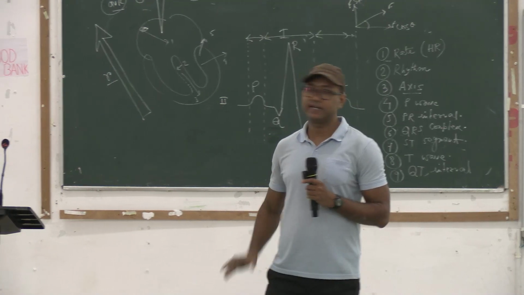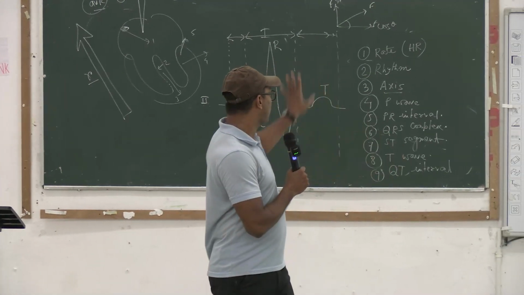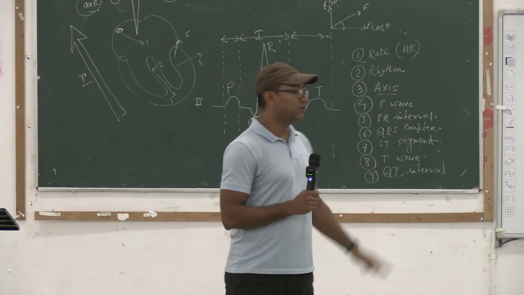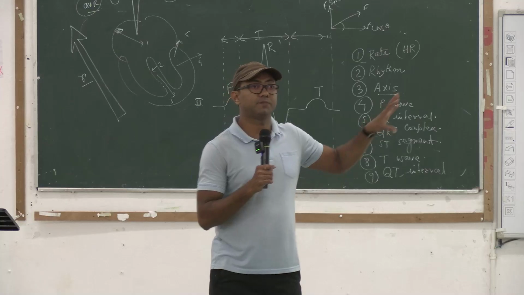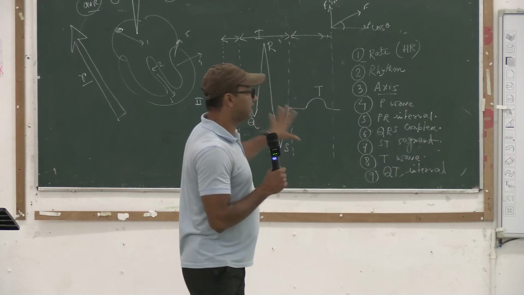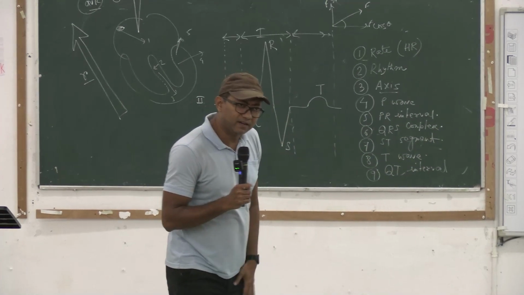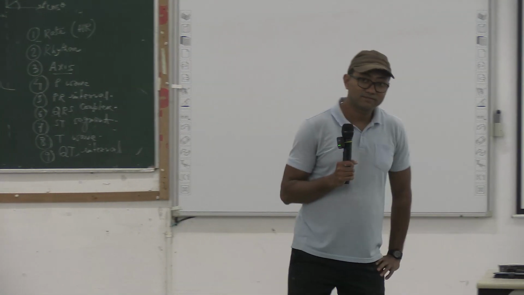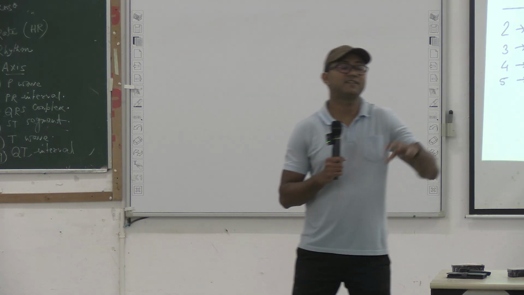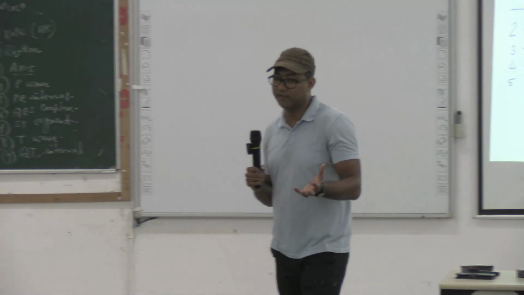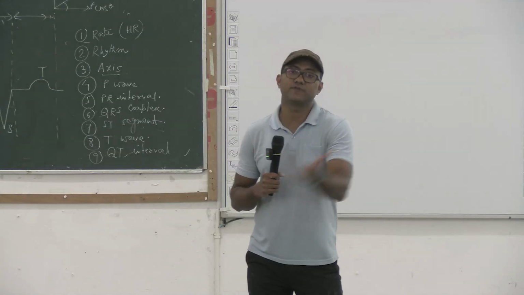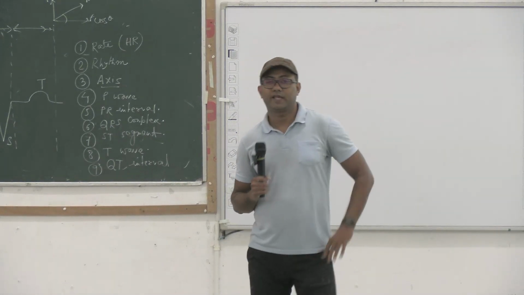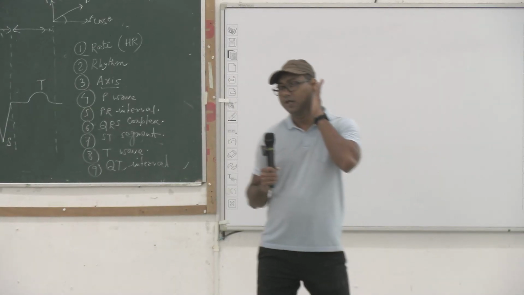In our next class, gradually we will discuss all the points: how to calculate heart rate from the ECG, how to check the rhythm, how to check the axis, how to check whether the P wave is normal or not, how to check the PR interval. What do you mean by PR interval? It is the time required for the depolarization wave to travel from atria to ventricle. Anyway, we will discuss this later on.